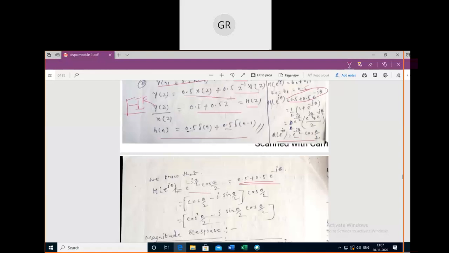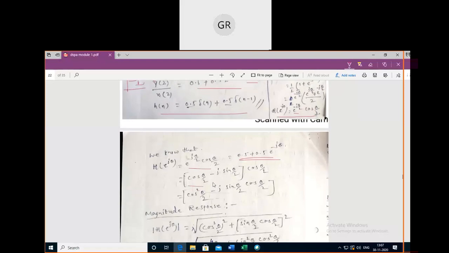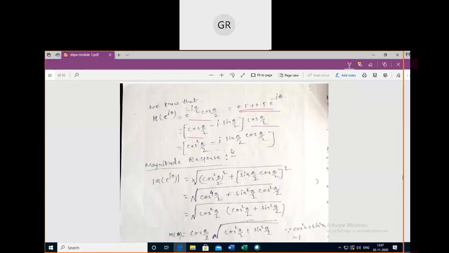Here we can write e raised to minus j theta divided by 2. That is equal to, e raised to minus j theta is equal to cos theta minus j sin theta. In that form we write this one, cos of theta divided by 2 minus j of sin theta divided by 2. But this one is multiplied with cos theta divided by 2. Then here cos square theta divided by 2 minus j of sin theta divided by 2 cos of theta divided by 2. This is a complex number. This is the real part, this one is the imaginary part.